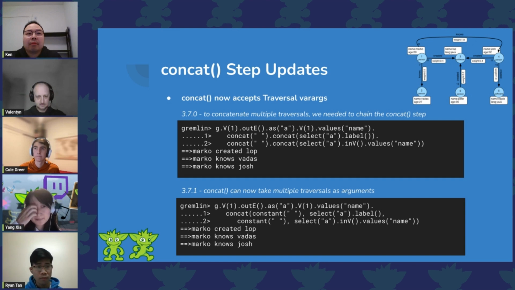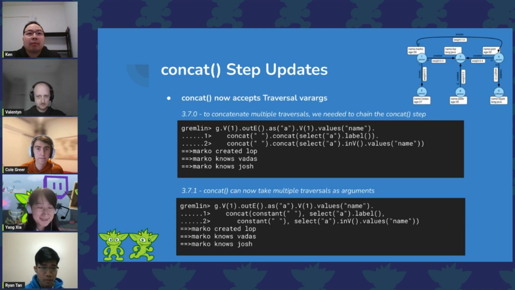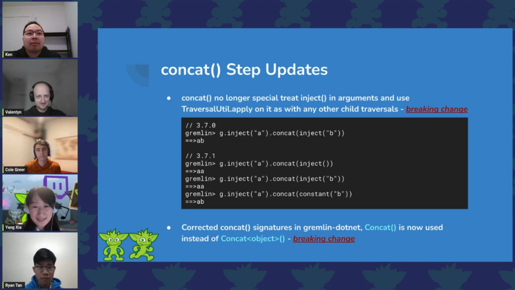Now, we've added a convenience in 3.7.1 where concat can take multiple traversals as the argument. So in the example in 3.7.0, you have to chain concats, whereas in 3.7.1, now you can use concat and then input multiple traversals inside to achieve the same thing. And actually, this leads slightly into another step that we introduced that offers flexibility, but I will leave that a bit later to Valentin. So back on the concat step.